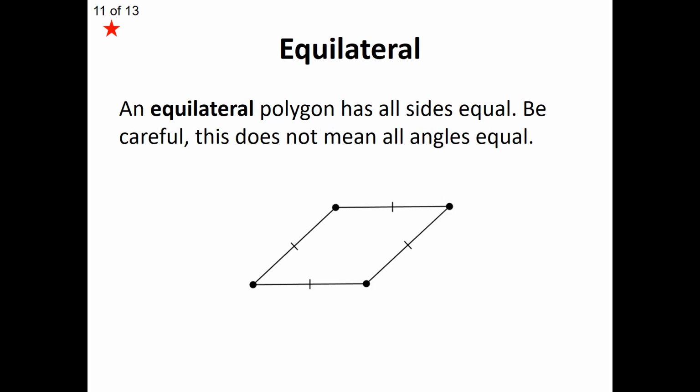Now, a few definitions is what's going to then conclude our lesson today. Let's finish off with the definition of equilateral. The definition of equilateral is if we call a polygon equilateral, it simply means that all sides are equal. Now, be careful. Equilateral says all sides are equal. It mentions nothing about the angles of the polygon being equal.